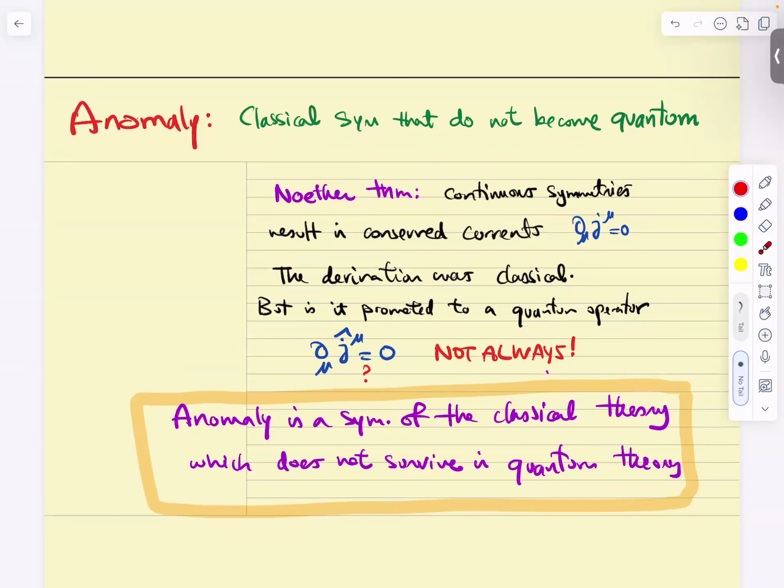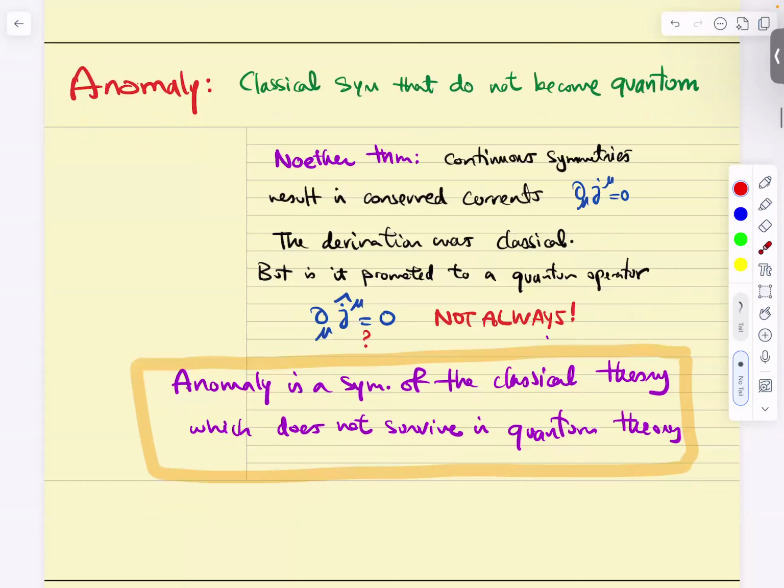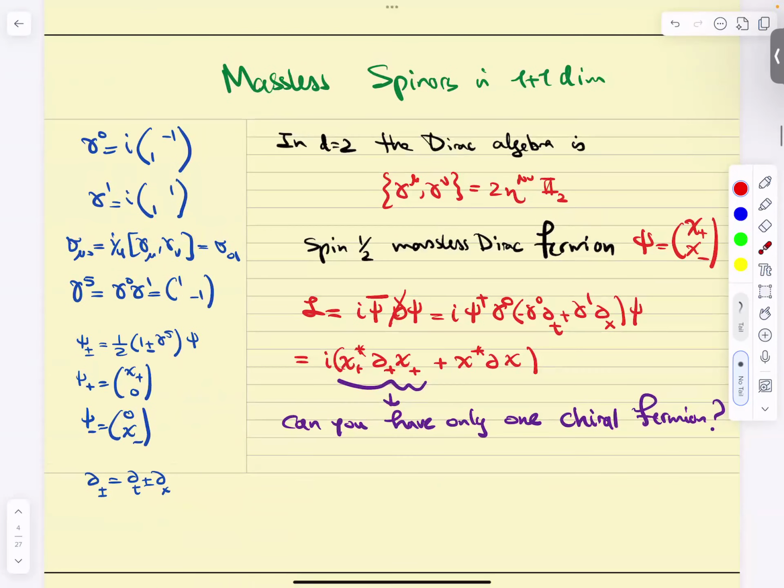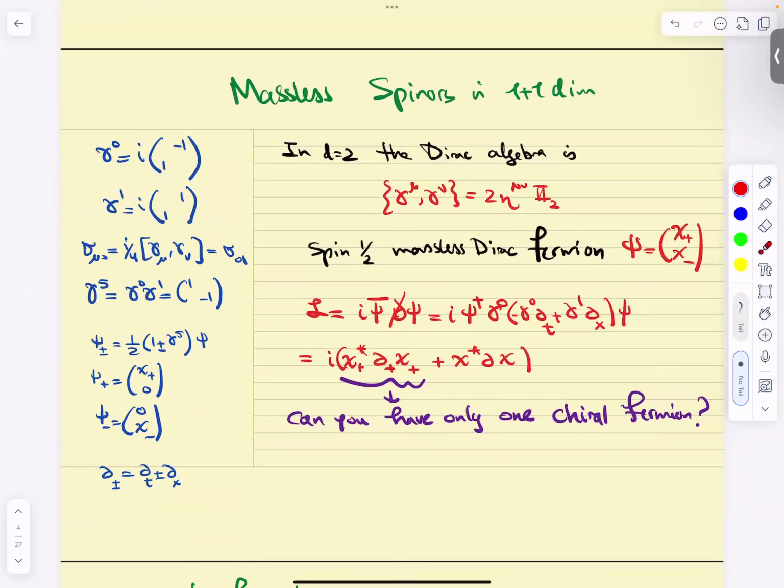So the question is, in the quantum world, does this get promoted to an operator equation? An anomaly is precisely the case where we have a classical symmetry that does not survive in the quantum case. To build intuition about anomalies, we talked about massless spinors in 1+1 dimensions.